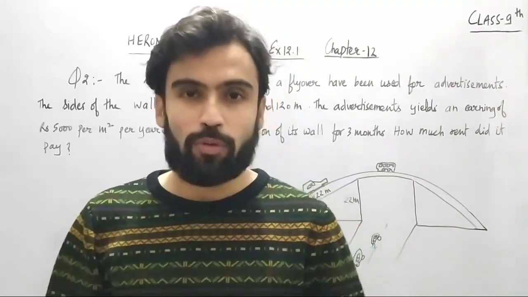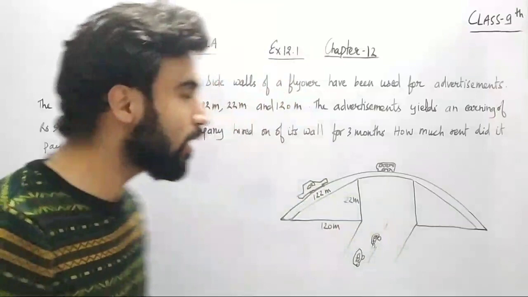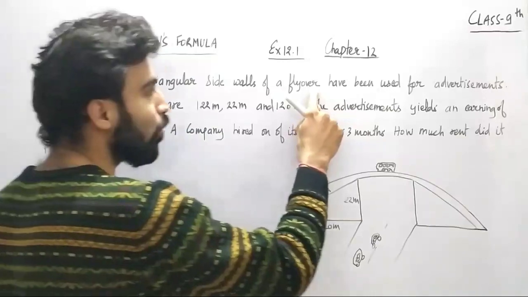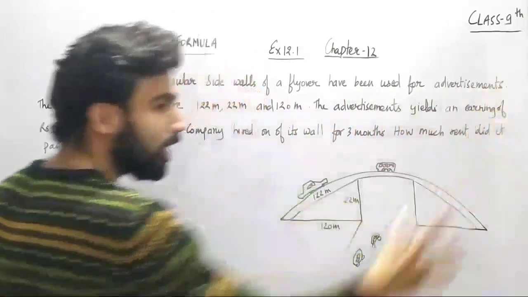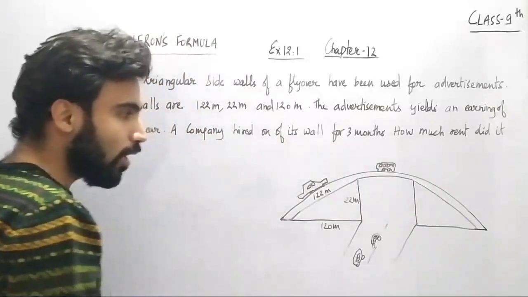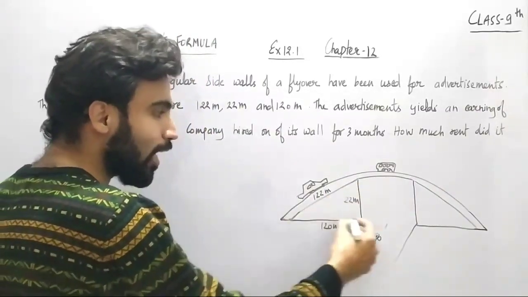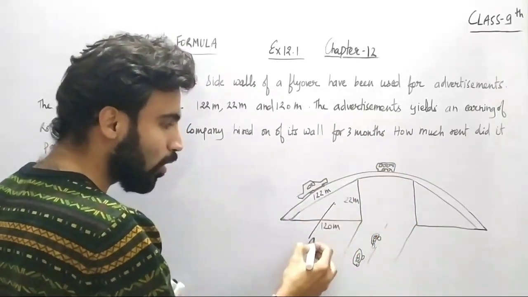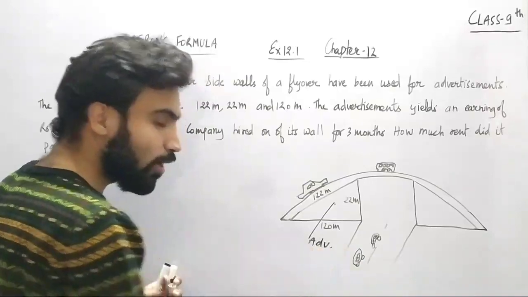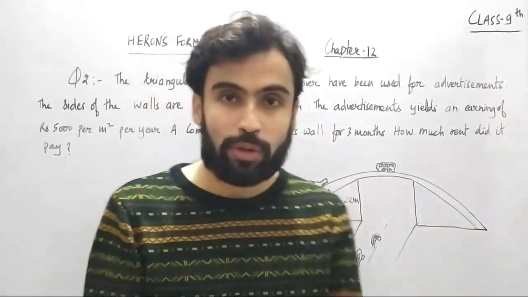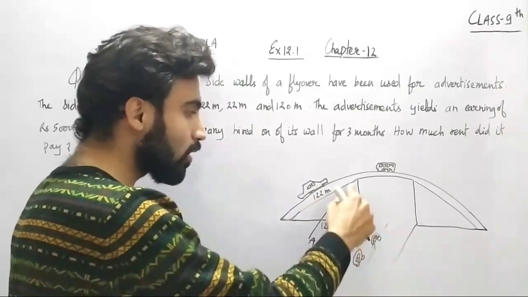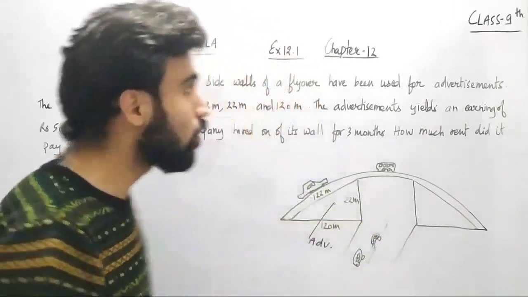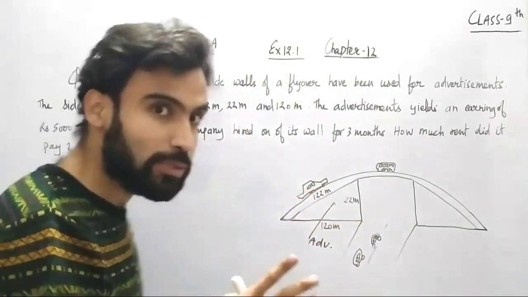So students, let us move on to the next question now. You can see question number 2 here is that the triangular side walls of a flyover have been used for advertisements. So here you can see a flyover. Now you can see this triangular side wall of this flyover. Let me just tell you that they are using it for advertisements, right? You must have seen banners or boards put up on flyovers. So this triangular side wall of the flyover is being used as an advertisement. So there is a company that uses it as an advertisement.